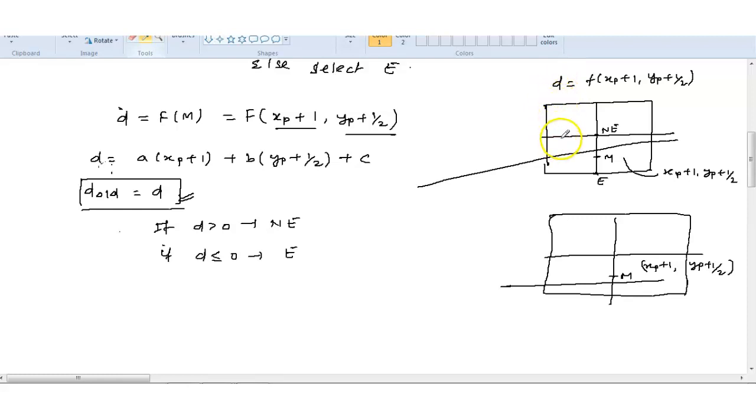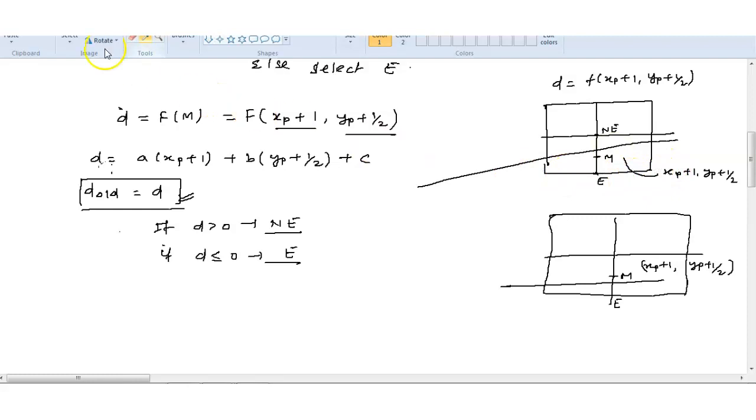And if d is less than 0, which means this m is outside, right? This m is above the straight line. That time this straight line is passing nearest to the east, so we have to choose east. And if d is greater than 0, which means this m lies inside of the straight line, at that time the straight line is nearest to the northeast corner, and we have to choose the northeast corner.